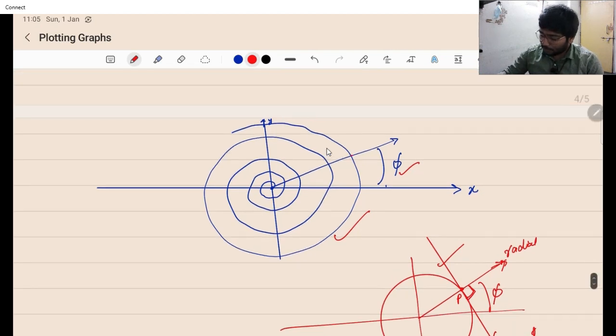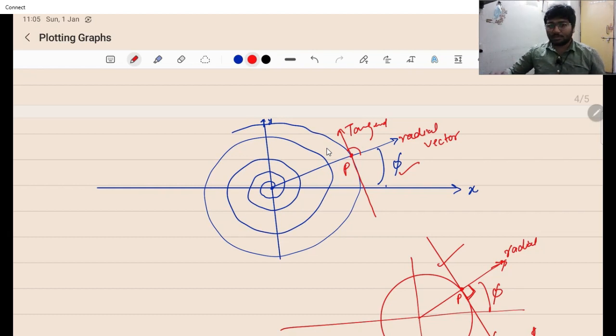But in the case of a spiral, this is not the case. Suppose this is a point P, and if you draw a tangent here, so if this is the tangent, fine, so this is the radial vector and this is the tangent vector. So this angle would not be exactly 90 degrees. Fine, so this is one difference.